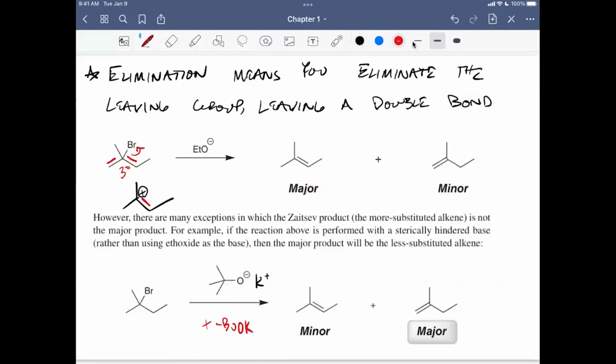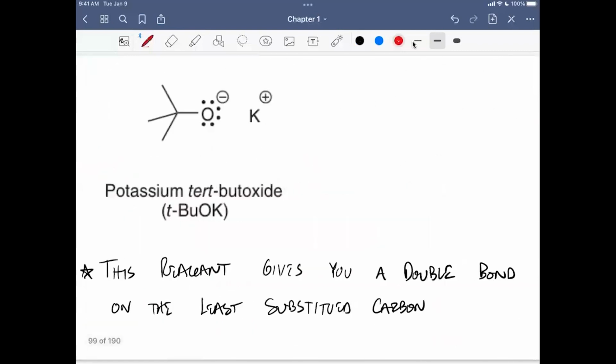Just how I said with this example, we're dealing with the most substituted carbon. When you take off this good leaving group and you're left with the carbocation, it will choose this carbon instead because it's less substituted. That's just the one thing that you'll have to know for organic chemistry, and it'll come up a lot in your synthesis problems. As I said right here, this reagent gives you a double bond on the least substituted carbon.